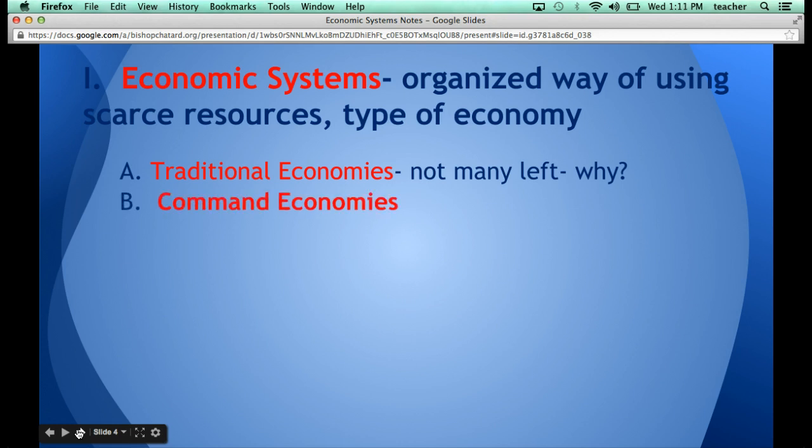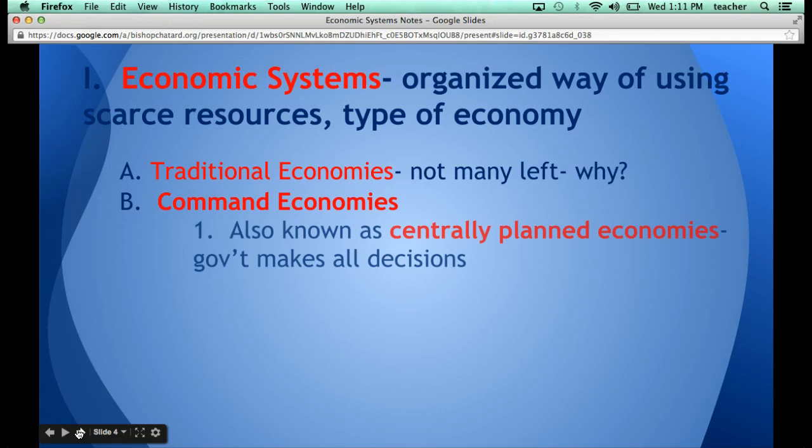Okay, command economies, on the other hand, there have been lots of different examples throughout history. Now, command economies are also known as what we call centrally planned economies. Basically, it all boils down to the same thing. The government makes all the decisions. You want to know what we're going to make? Ask the government. How we're going to make it? Ask the government. Who gets it? Ask the government. It all boils down to the government.